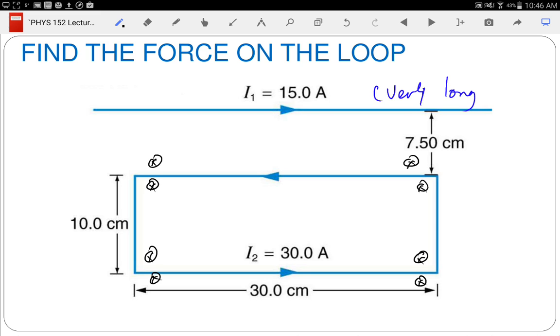How did you figure out it was going in? Okay, because I took my right hand and put my thumb parallel to I1. And then I wrap my fingers to below I1 because my entire loop is below, and they go into the screen at a position below the I1. Because you're looking at the force that the I1 current is doing on the second. Well, I'm finding first the magnetic field created by I1. And then once I find that field, then I find the force.